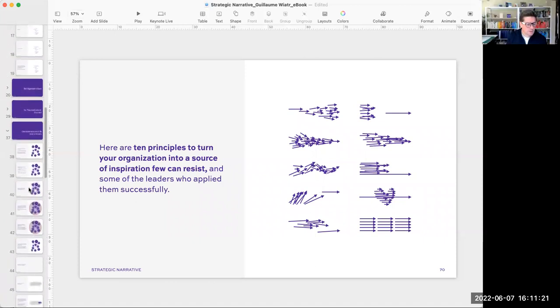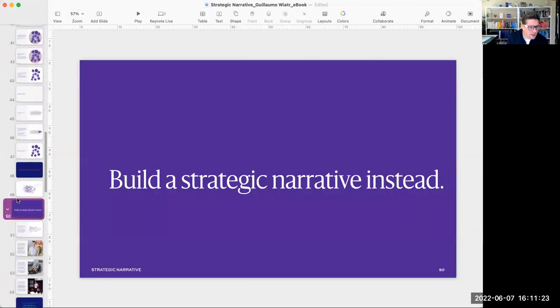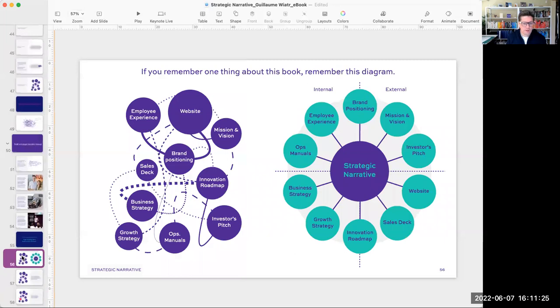Everybody loves one specific slide. It's this one, slide 56. Everybody stops there and goes, yes, I see myself in this. Our company is like what you have on the left. It's like that because you tell them, if you remember one thing in this book, remember this diagram. You're leading them to this page.